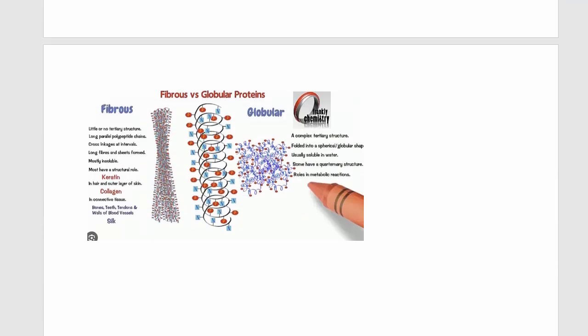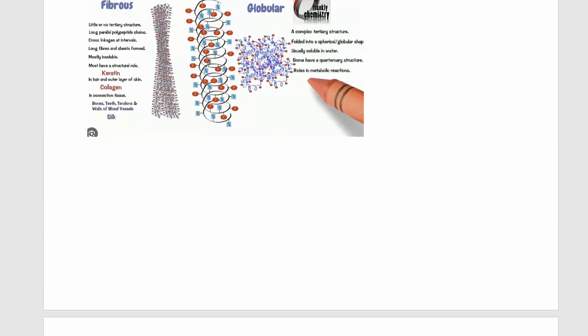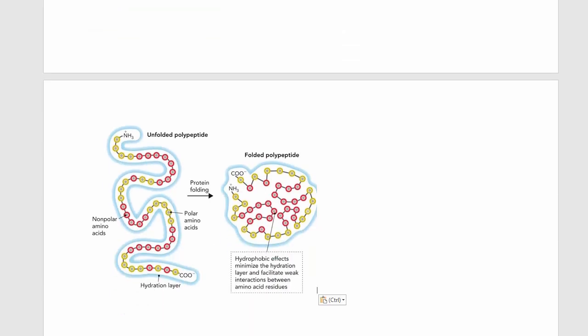So we'll scroll down again. Let's get a couple more images. When you have this single unfolded polypeptide chain, you have both polar and non-polar amino acids, and when you have the chain together, they contain both hydrophilic and hydrophobic amino acids.